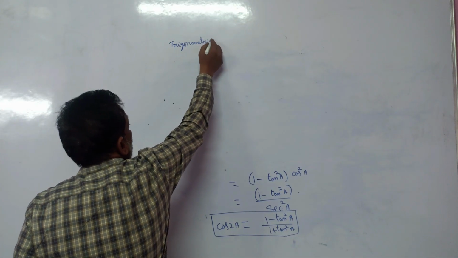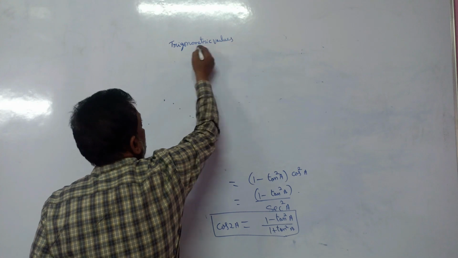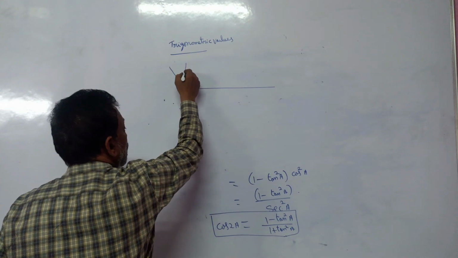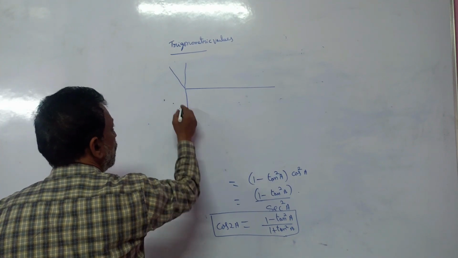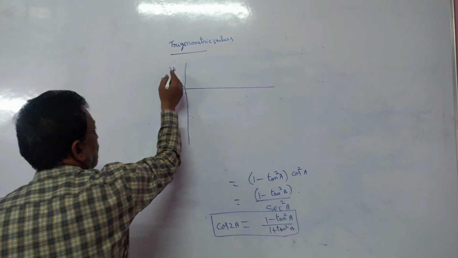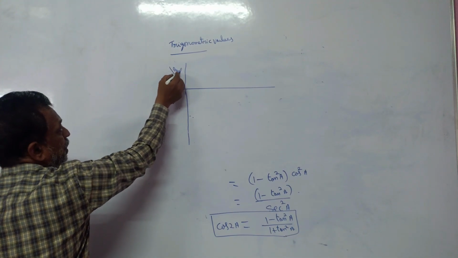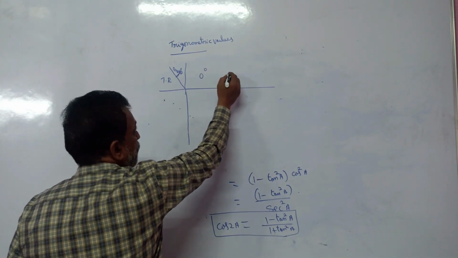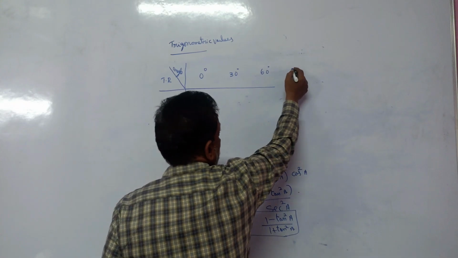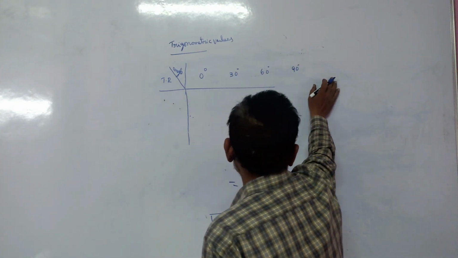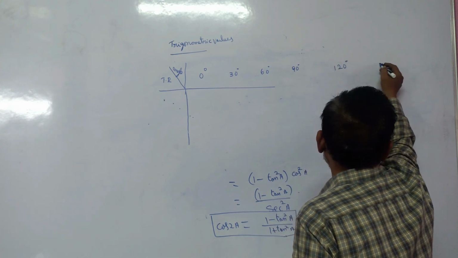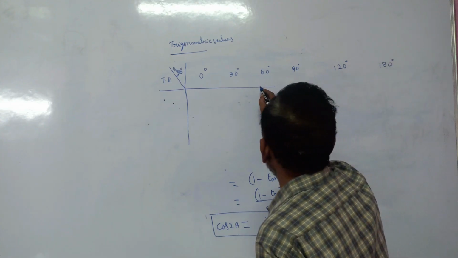Trigonometric values. Trigonometric ratios are taken for an angle. So 0, 30, 60, 90, 120, and so on, up to 180 is enough. You can write them out as well.